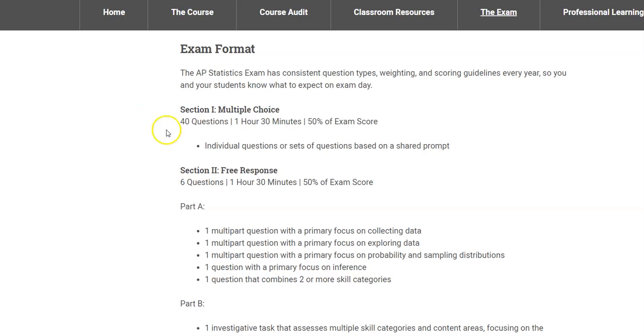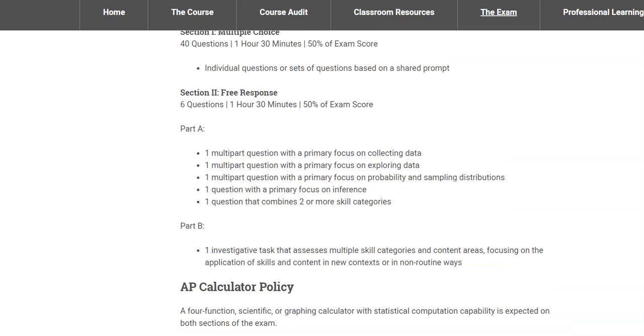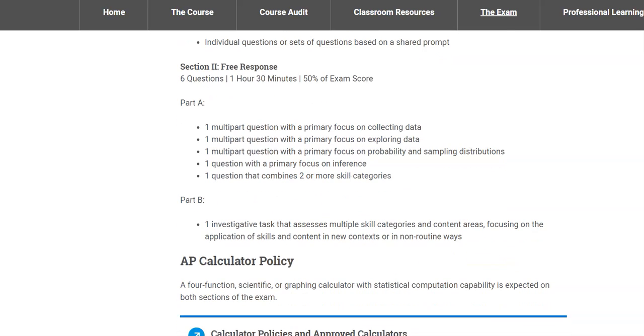And you come down and see exam format. You can see that there are 40 questions on the multiple choice section, and that's the first section that you take. You have 90 minutes for that. That's 50% of your score. Then for section 2, you have the free response part. There's 6 questions. You have another 90 minutes for that one, and that's also 50% of the exam. In between, you'll have a break of about 10 minutes.